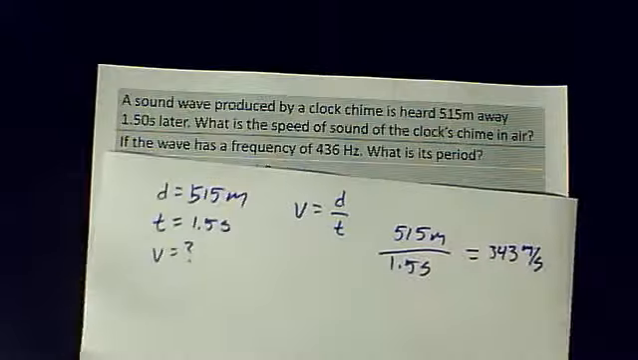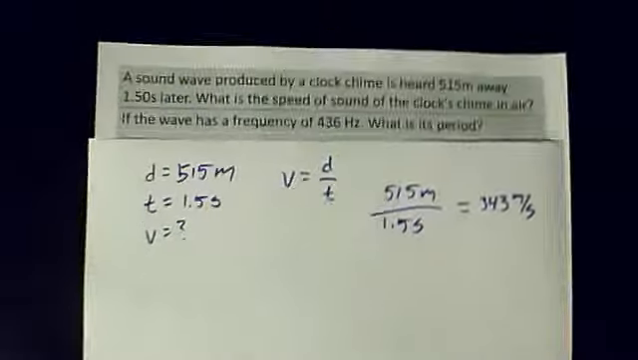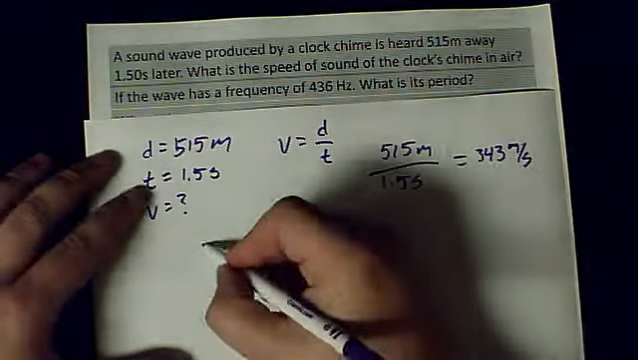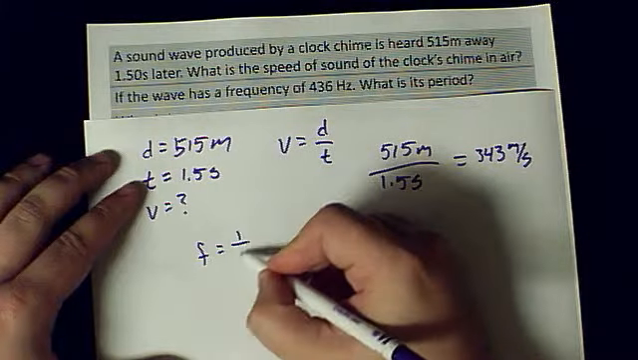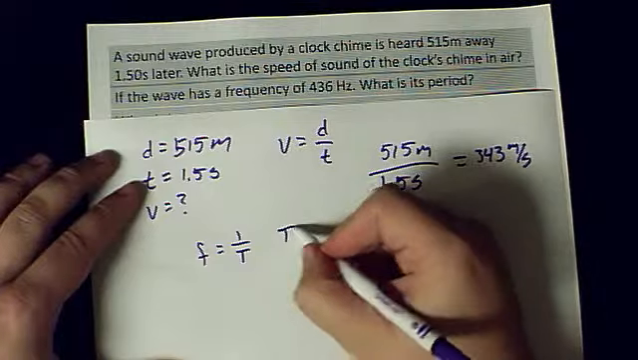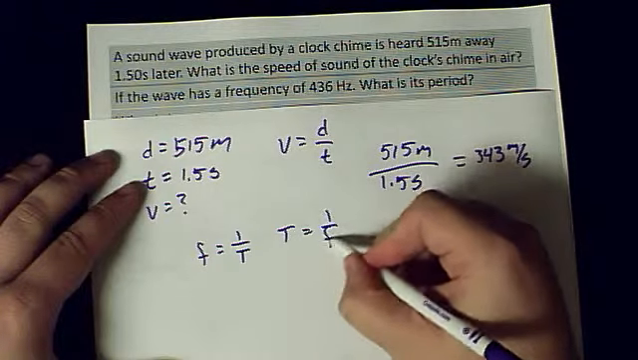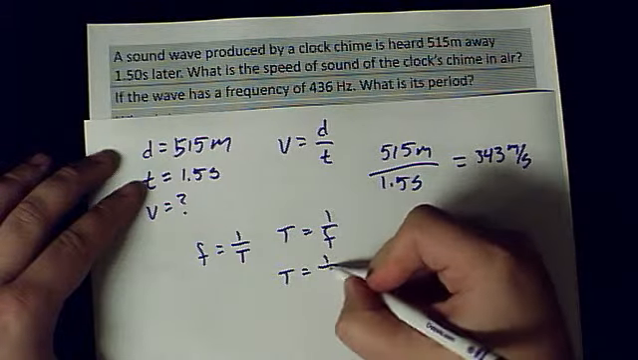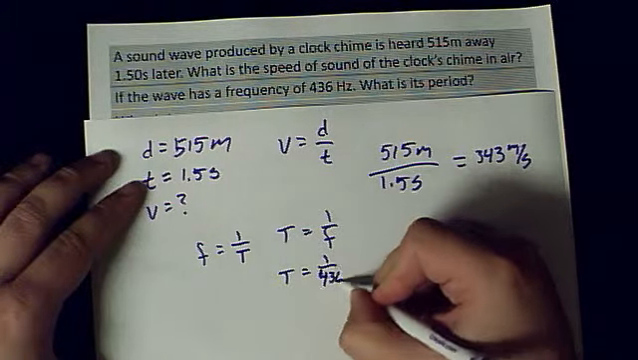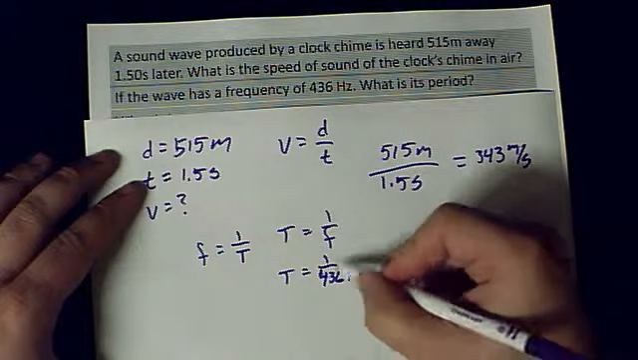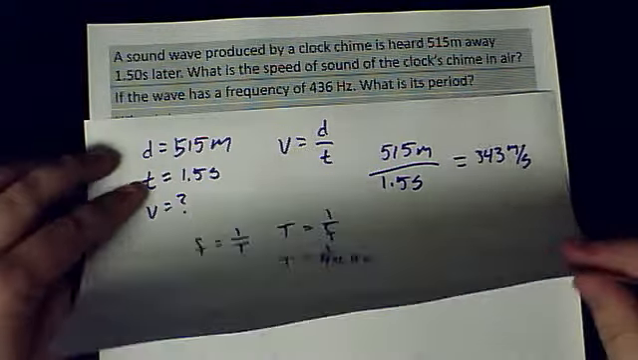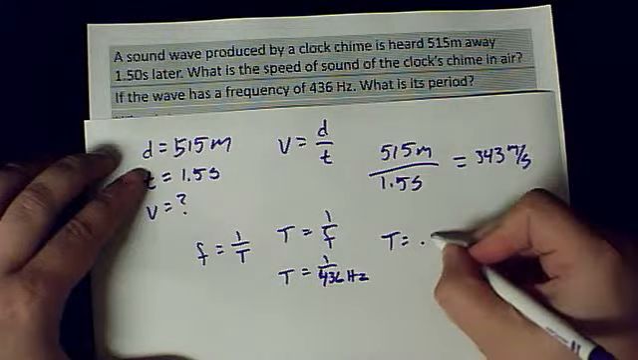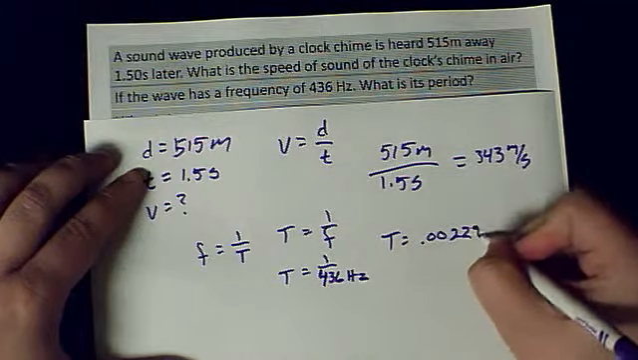Alright, now the second part of this question is, if the wave has a frequency of 436 hertz, what is its period? Well, frequency is 1 over the period, so that means the period is 1 over the frequency. And if the frequency is 436 hertz, then I simply do 1 divided by 436 hertz, and I get 0.00229. So the period is 0.00229 seconds.